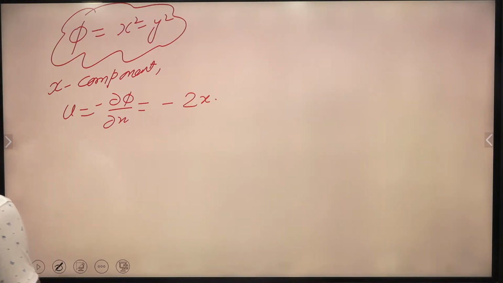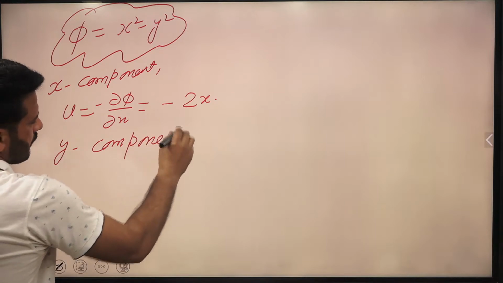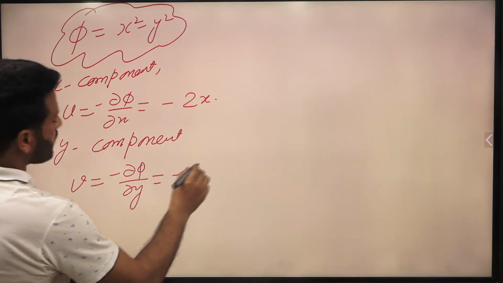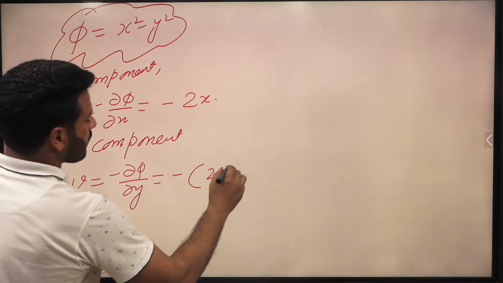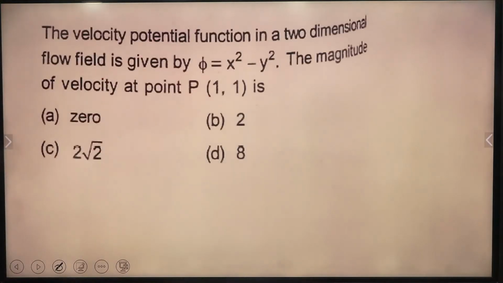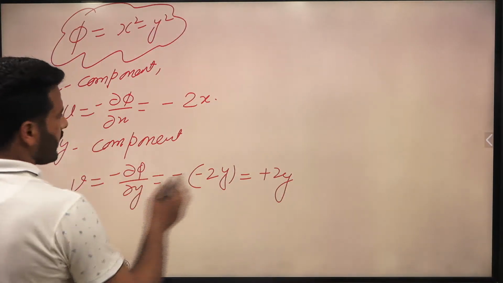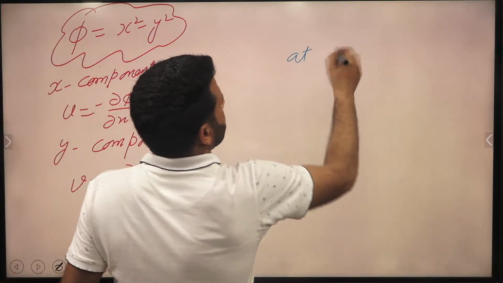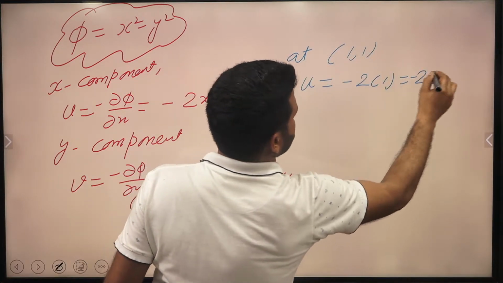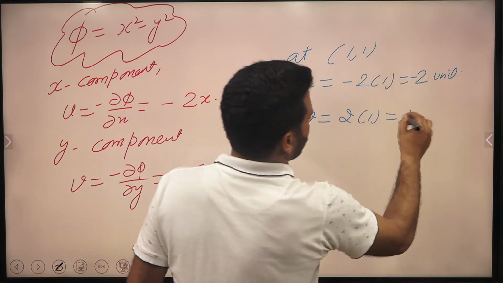Fine. So what will be the y component? The y component, that is v equals minus curly phi upon curly y. It is coming to be minus of the derivative of minus y square with respect to y, 2y. So again minus of minus, plus of 2y. In the question he said it is passing through point 1, 1. So at 1, 1, u equals minus of 2 into 1, that is minus 2 units, and v equals 2 into 1, so plus 2 units.